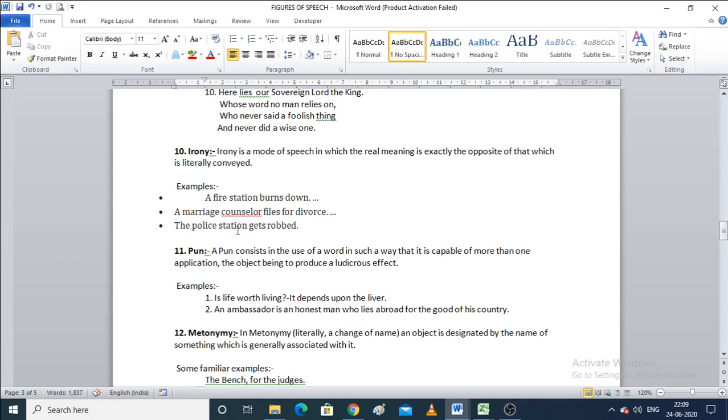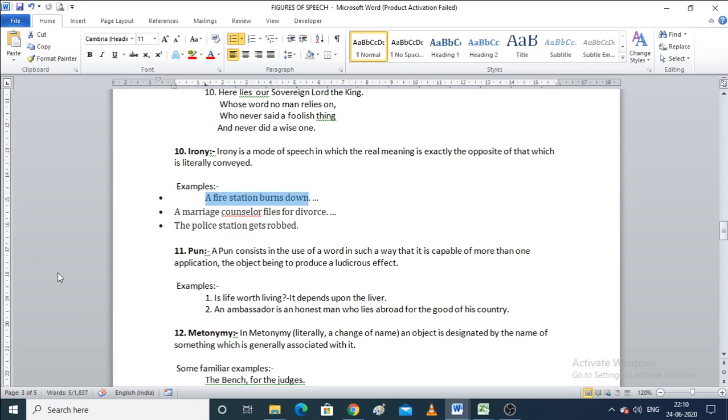For example, a fire station burns down. Now, here it goes. A fire station is a place which is used whenever there is a fire at a place. So we will call the fire brigade for that. So it is a sarcastic thing that a fire station itself is burnt. Right? So it is a sarcastic statement, a very opposite statement.